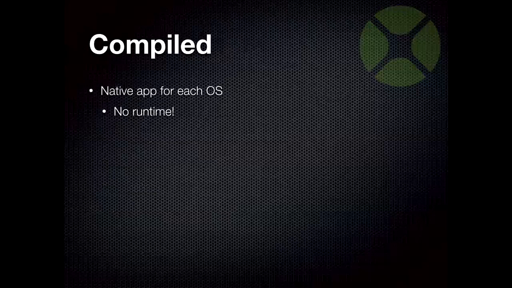So this means when you write your application and you build it for Windows, you get a native Windows application. You build it for OS X, you get a native OS X app. On Linux, native Linux app. You build for iOS, you get a native iOS app. And when you build for web, you actually also get a compiled app that runs on the server.